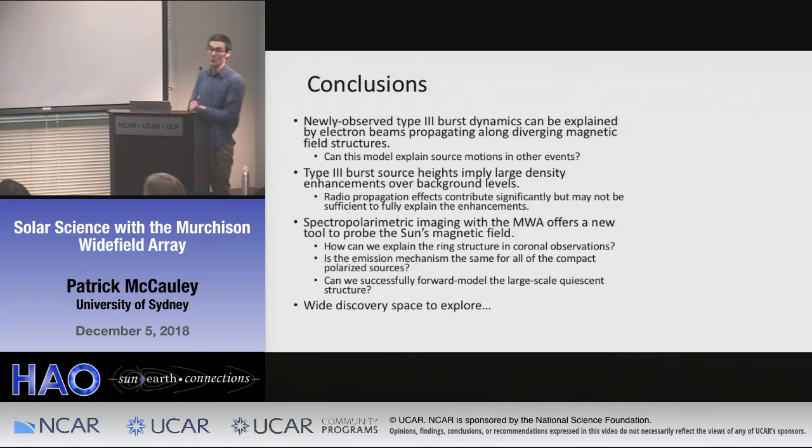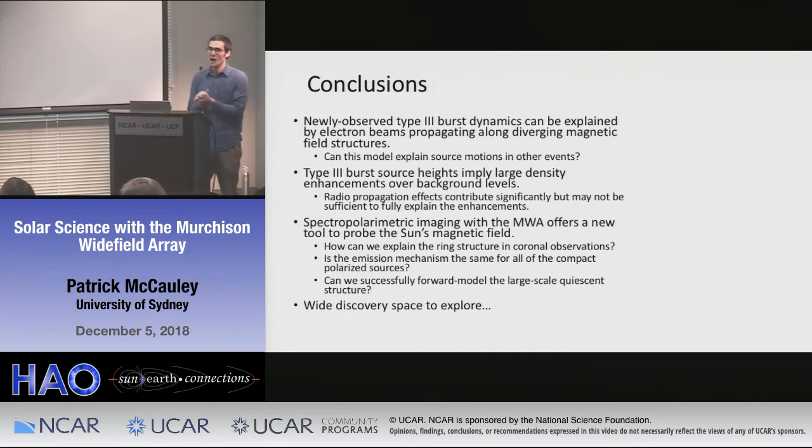So what would be giving you that similar motion in this other context? Type 3 bursts imply large densities, and this is something that had been known before, so it's not exactly new, but radio propagation effects are contributing significantly to that, but maybe cannot fully explain the enhancements that we're seeing. And then spectropolarimetric imaging with the MWA offers a new and unique tool to probe the magnetic field of the sun on scales and heights that are difficult to access with other instrumentation.